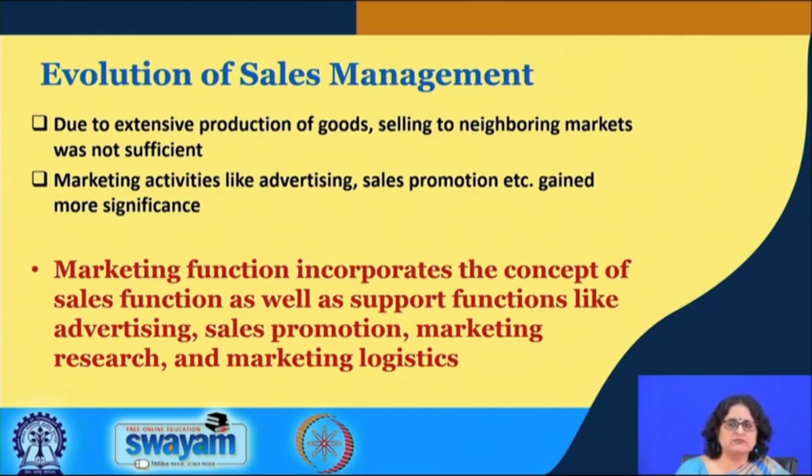So it was not sell what you make, but sell what the customer needs and wants, and that is where the marketing function assumed importance, and the sales function, which was merely the art of transactions, began to lose its importance. It was realized that the marketing function was more holistic in nature, and it would involve activities both strategic and tactical, and would include concepts of the sale function as well as support functions like advertising, sales promotion, marketing research, and marketing logistics. So marketing activities like sales promotion, advertising, and sales management began to gain more importance.